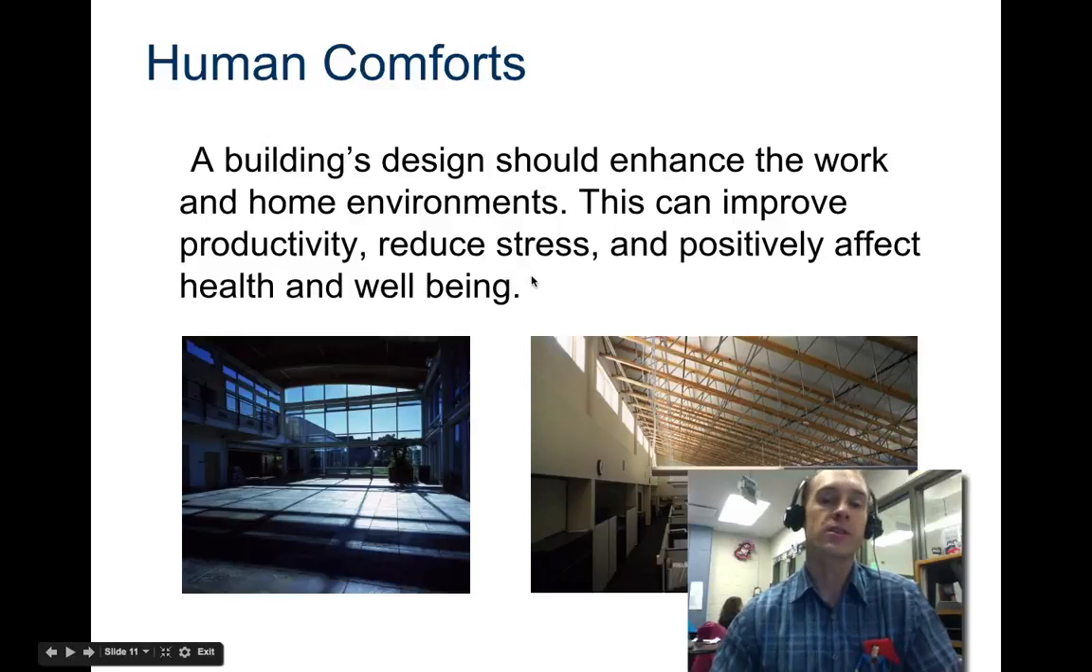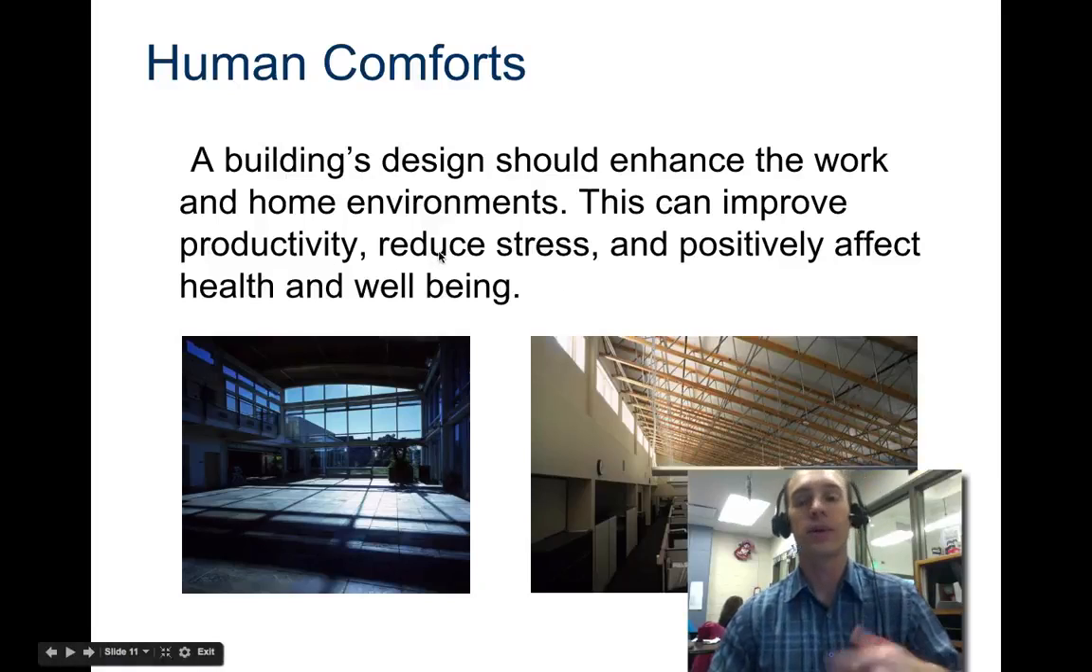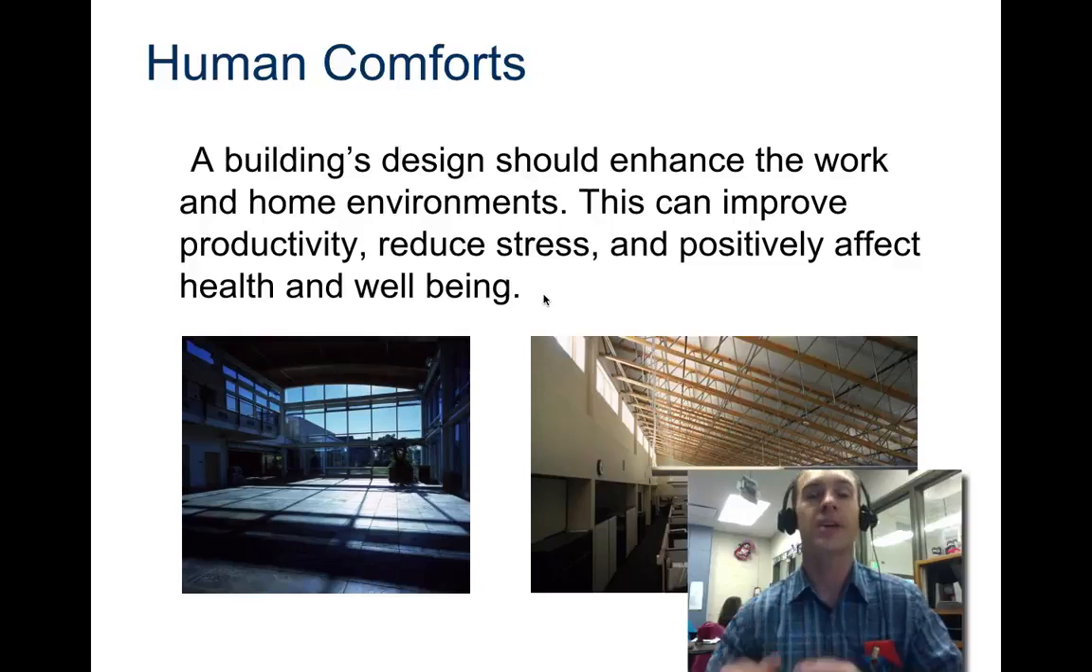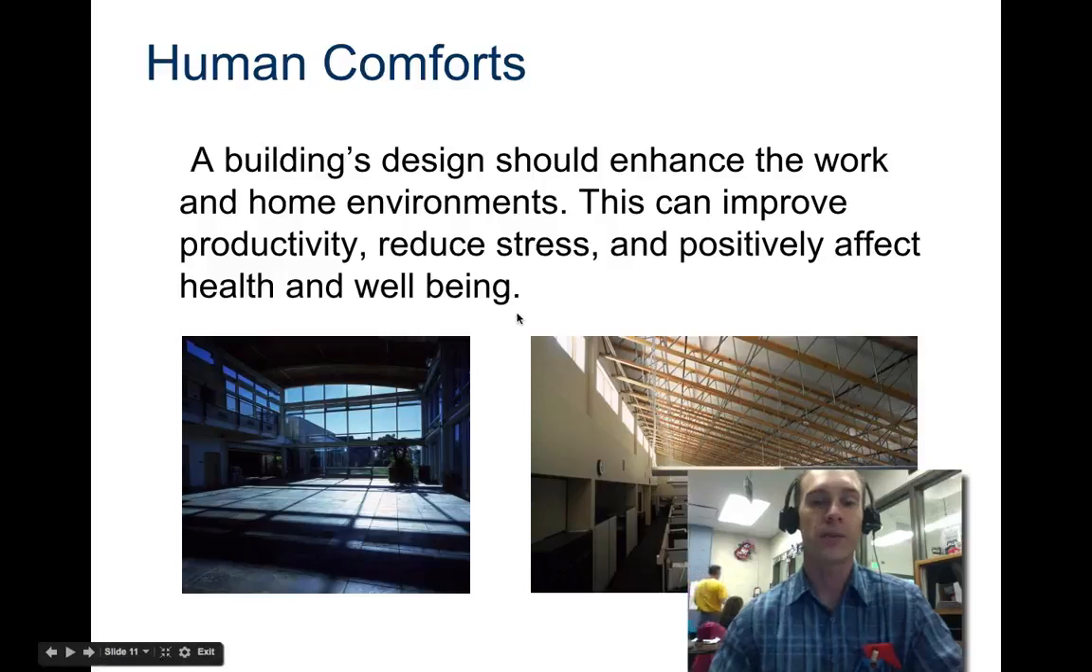Human comfort. This is the reason a building's design should enhance the work and home environment. So this can improve productivity, reduce stress, and positively affect health and well-being. This is a big reason for having natural light, good ventilation, all those things that are part of the design plan for the Centaurus remodel, because it increases productivity. It makes people feel better about actually being in that building, which is really important. If you don't want to be in the building, what's the purpose of the building in the first place?